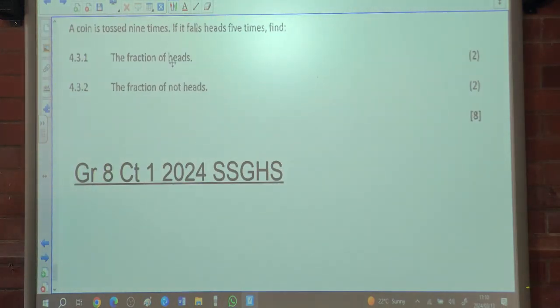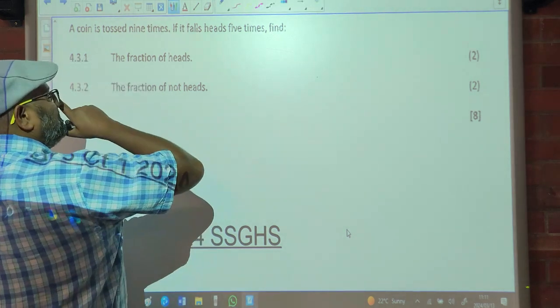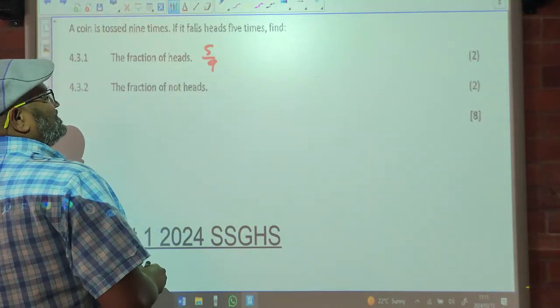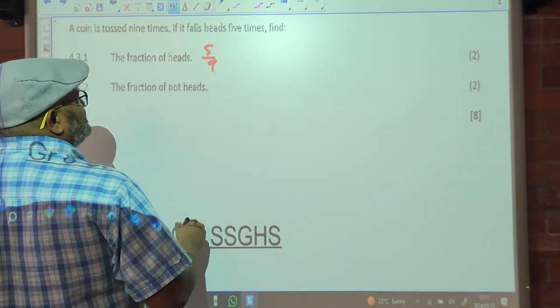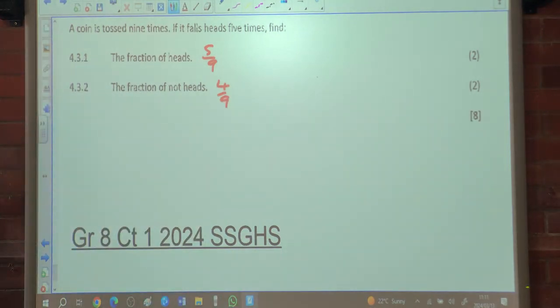4.3. A coin is tossed 9 times. It will fall on heads 5 times. What fraction is heads? 5 over 9. Then he says what fraction is not heads? 4 out of 9. Why? Because what is not heads? Tails. Okay.